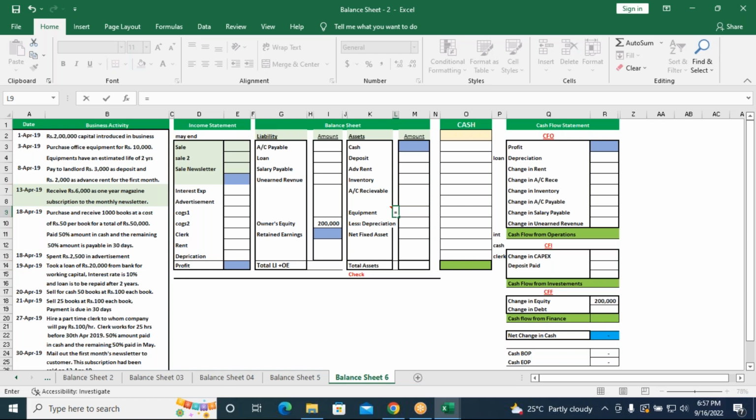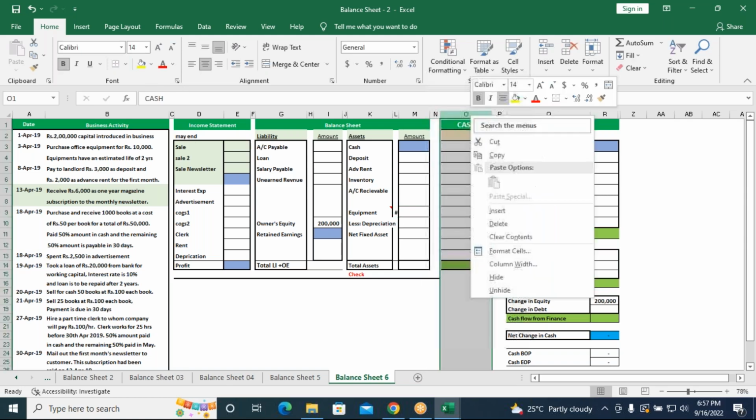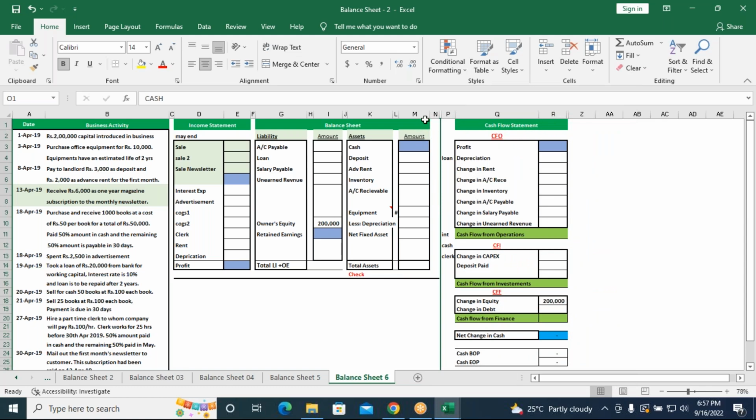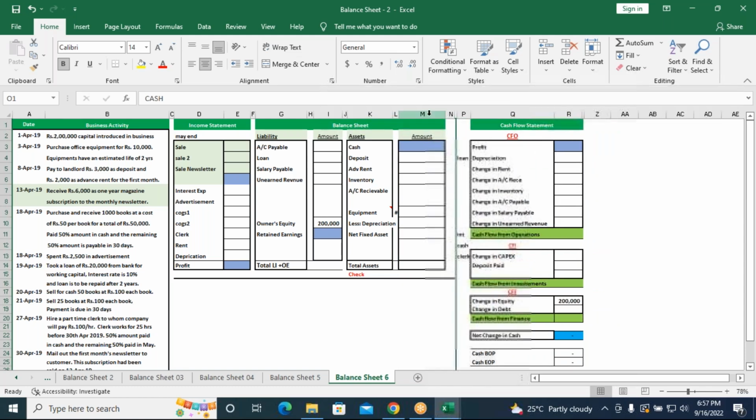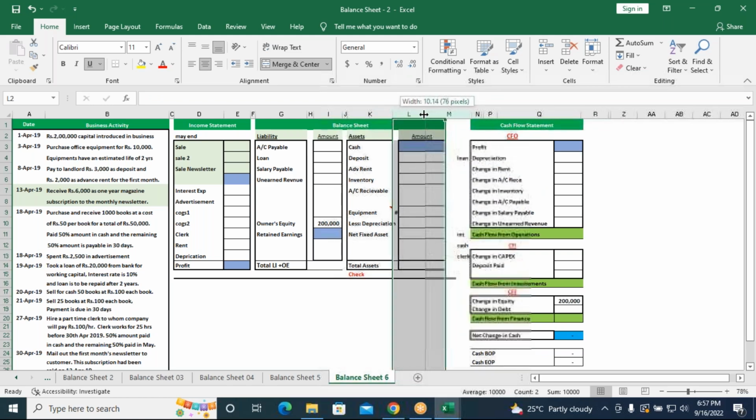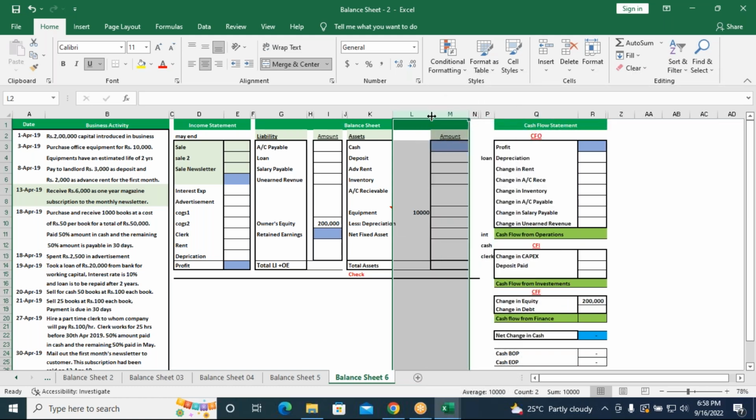So next, 2 lakh rupees capital I have introduced and purchased equipment worth rupees 10,000. Cash balance BOP and cash at the end of the period: BOP stands for beginning of period, EOP stands for end of period. Got it?